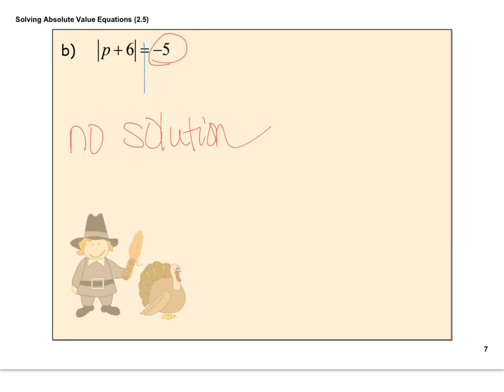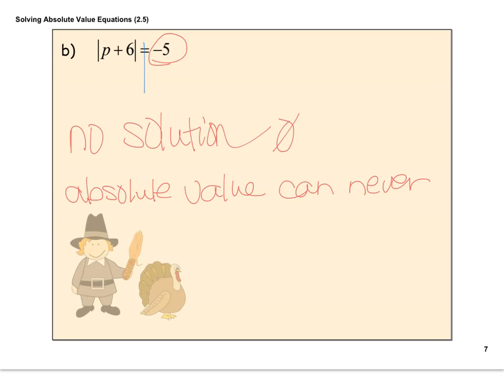And for your answer, all you have to write is no solution or a 0 with a slash through it. I'm also going to write an explanation with it, just so you have it with your notes to look back at as far as like, well, why the heck can that never work? And the reason why is that absolute value can never equal a negative.